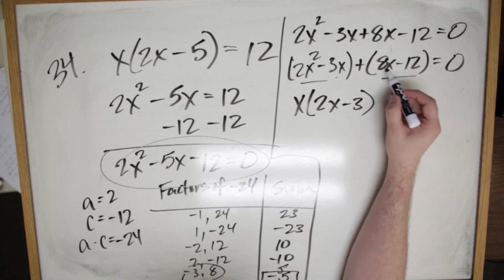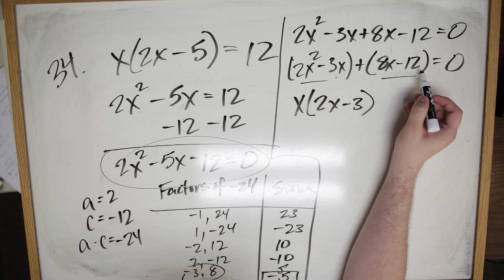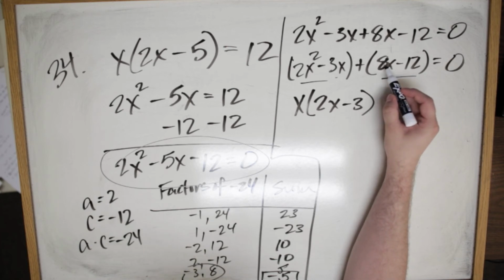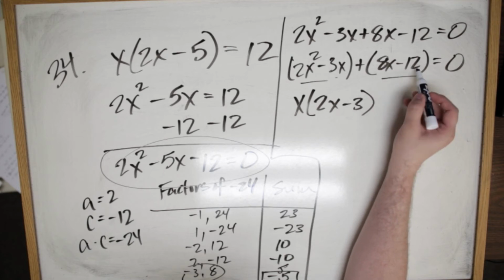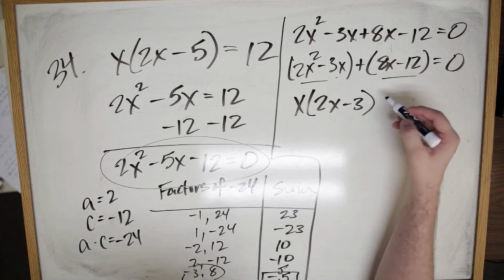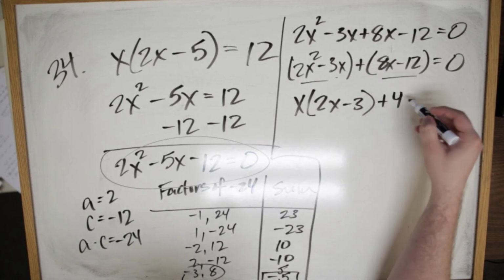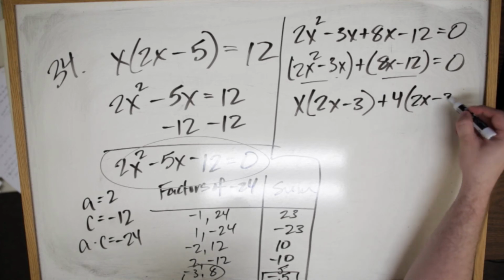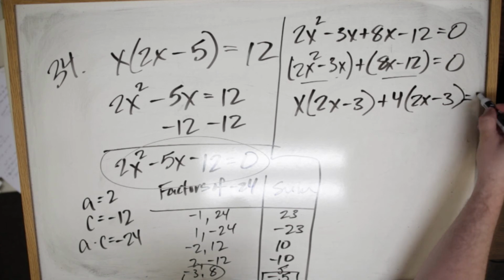Remember how I told you that trick? Divide it by 2, then multiply and see if it works. Divide 8 by 2, and that's going to be a 4. And 4 does go into 12. So pull 4 out. And what's remaining is going to be a 2x minus 3. How about that? Equals 0.